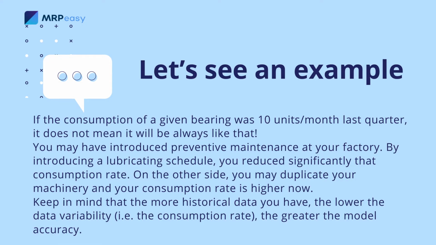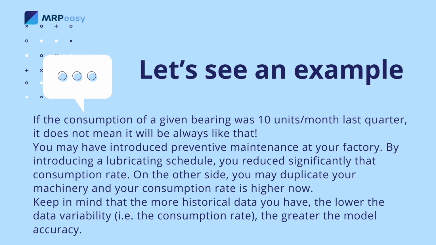Let's see an example. If the consumption of a given bearing was 10 units per month last quarter, it does not mean it will always be like that. You may have introduced preventative maintenance at your factory. By introducing a lubricating schedule, you reduced significantly that consumption rate. On the other side, you may duplicate your machinery, and your consumption rate is higher now.